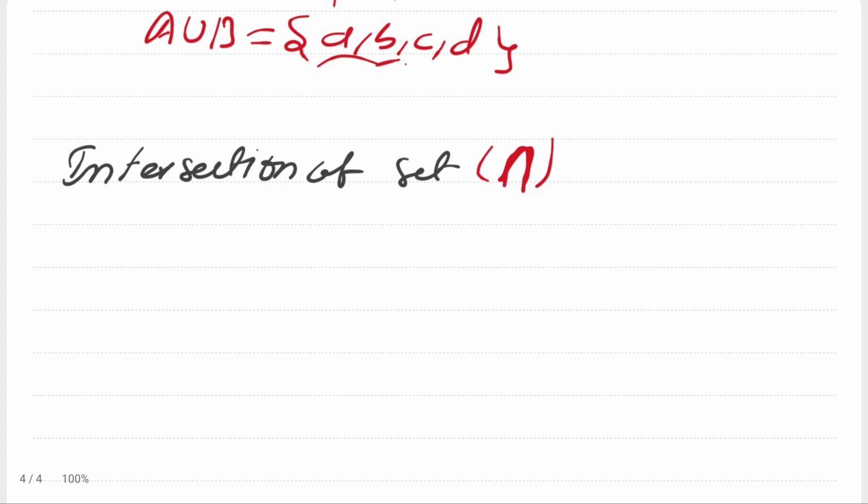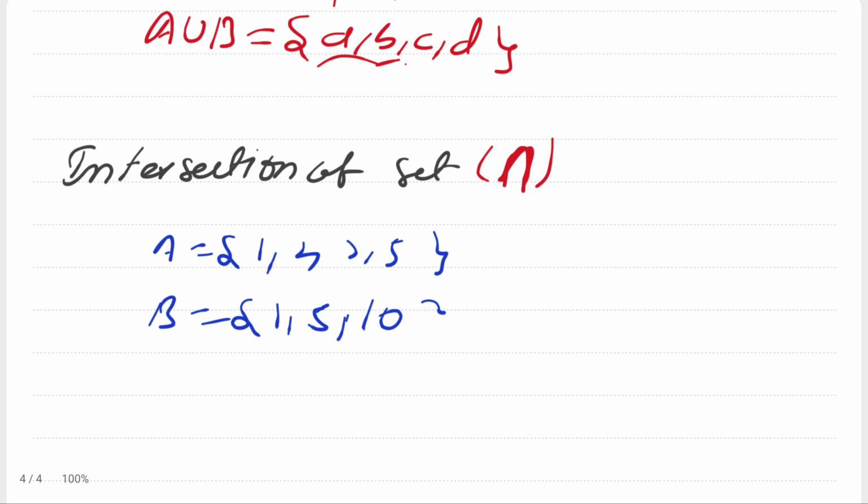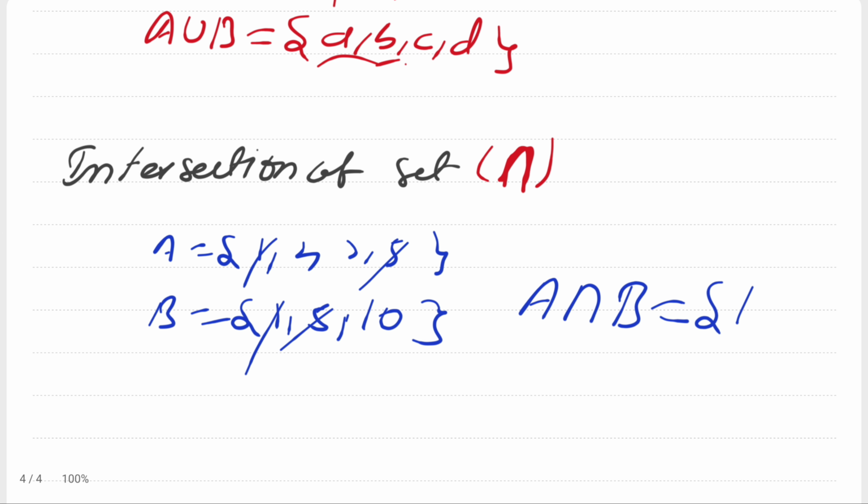Example, let's suppose this A is given. A is 1, 2, 3 and 5. And B is given here as 1, 5, 10. In this one we have to write the intersection of A and B. Which elements are matching? 1 is same, 5 is same, so we have to write the same. When we write the same elements, it is called the intersection of sets.